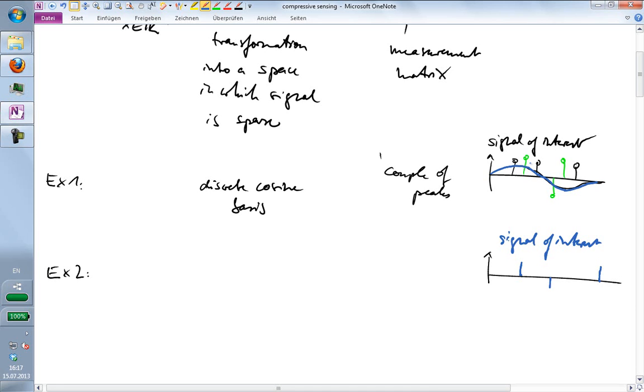So the type of basis function that I want here will be very smooth functions. So for example, this would be a good smooth basis function, or one with a higher frequency. That would be a good smooth basis function. So the measurement matrix here would consist of very smooth basis functions.